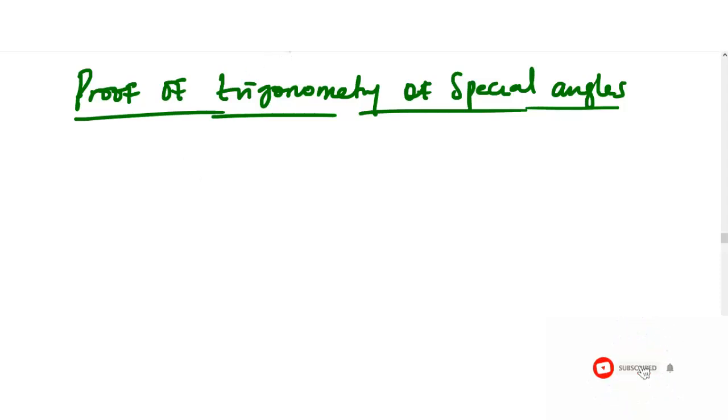So in this video, I'm going to be showing you how the trigonometry of special angles were proven. There are three major special angles we are going to be focusing on: 30 degree, 45 degree, and 60 degree. In this particular proof, I'll do the 45 degree proof, then after which I'll also do the 30 by 60 proof. So the first one I want to do is the 45 degree by 45 degree by 90 degree proof.